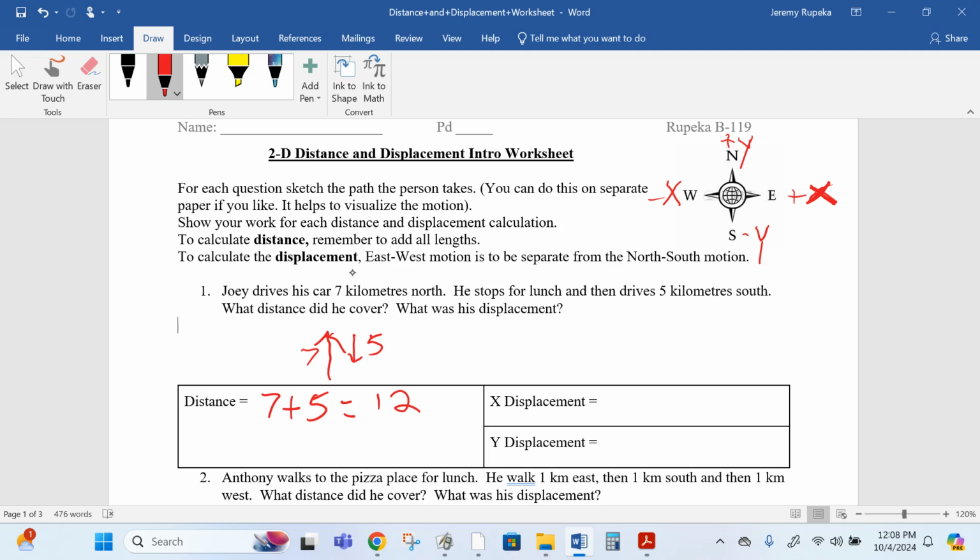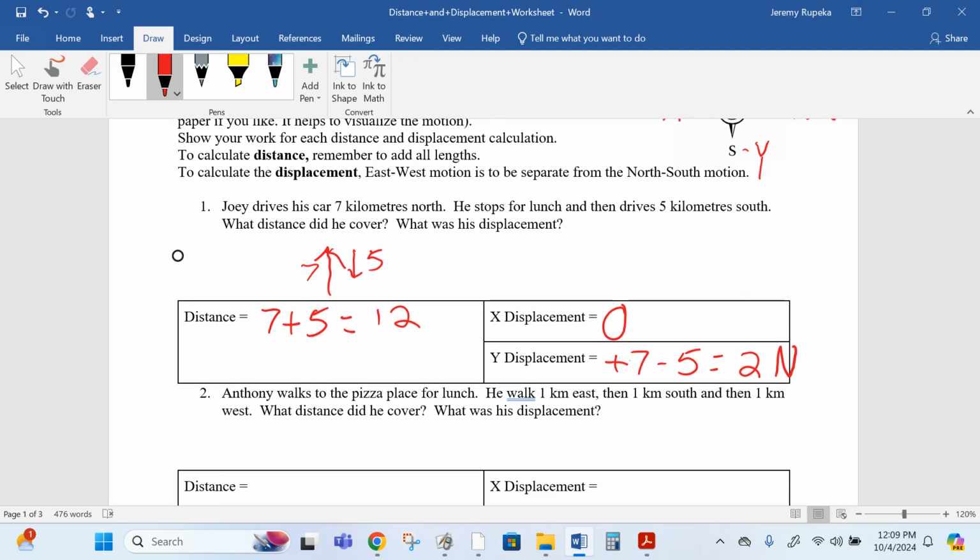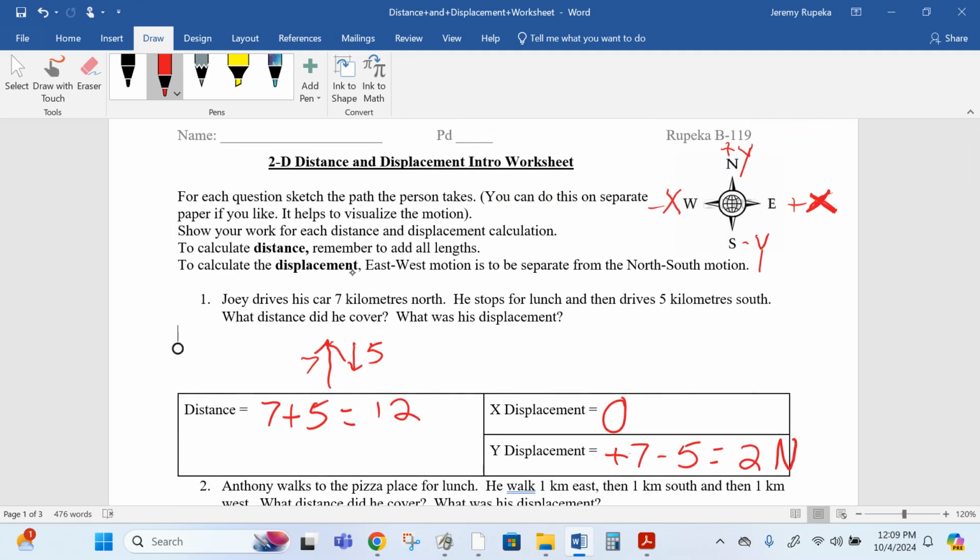For the x, there's nothing that goes left and right. There is 0 displacement in the x direction. But as I take a look at y, this 7, whenever I go up, that is positive. So I have a plus 7 kilometers. I am traveling south 5, so I would subtract 5. 7 minus 5 is 2. And I need to indicate my direction. That gives me a total of 2 north, because I ended with a positive number. If I end up with a positive number in the y, then I traveled north. If I had ended with a negative number, then I would have gone south, because that's my negative direction.